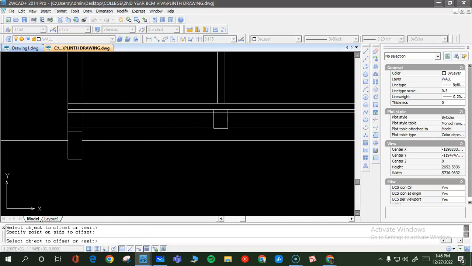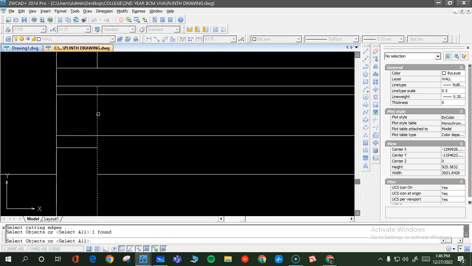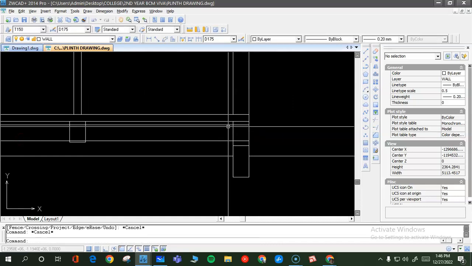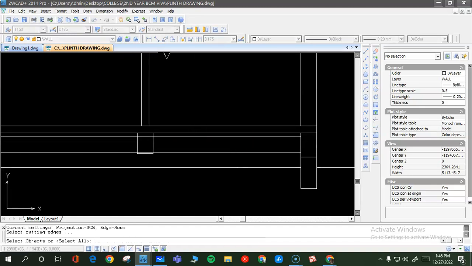So first leave some space here above for the blinding course. Let me get rid of these lines because these are just guidelines. These lines you draw very faint, so that you get some guidelines for drawing the soling and all that.